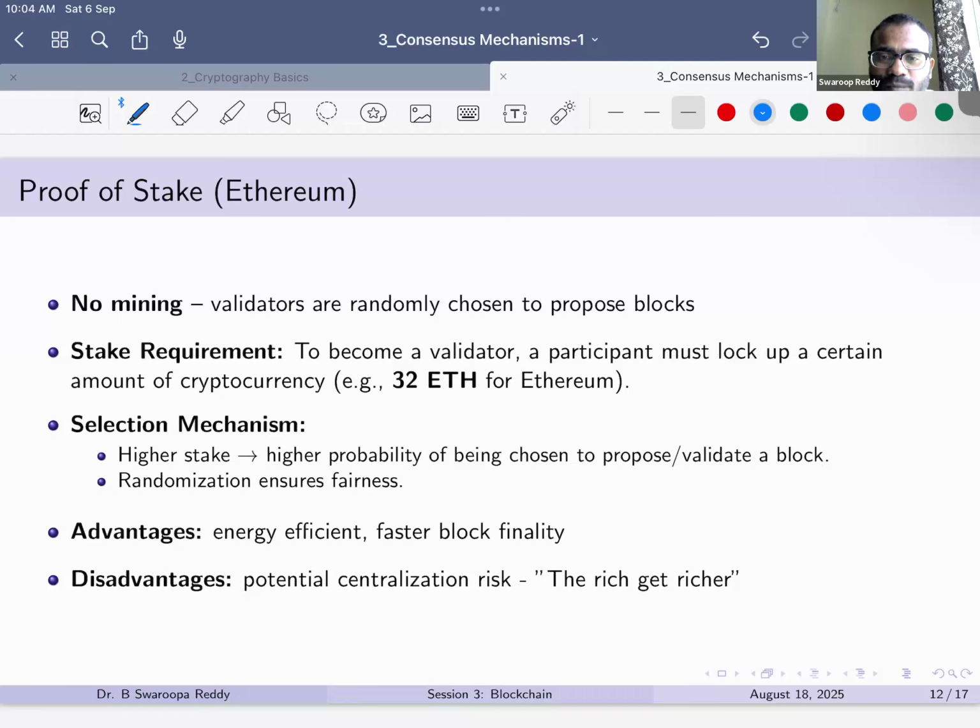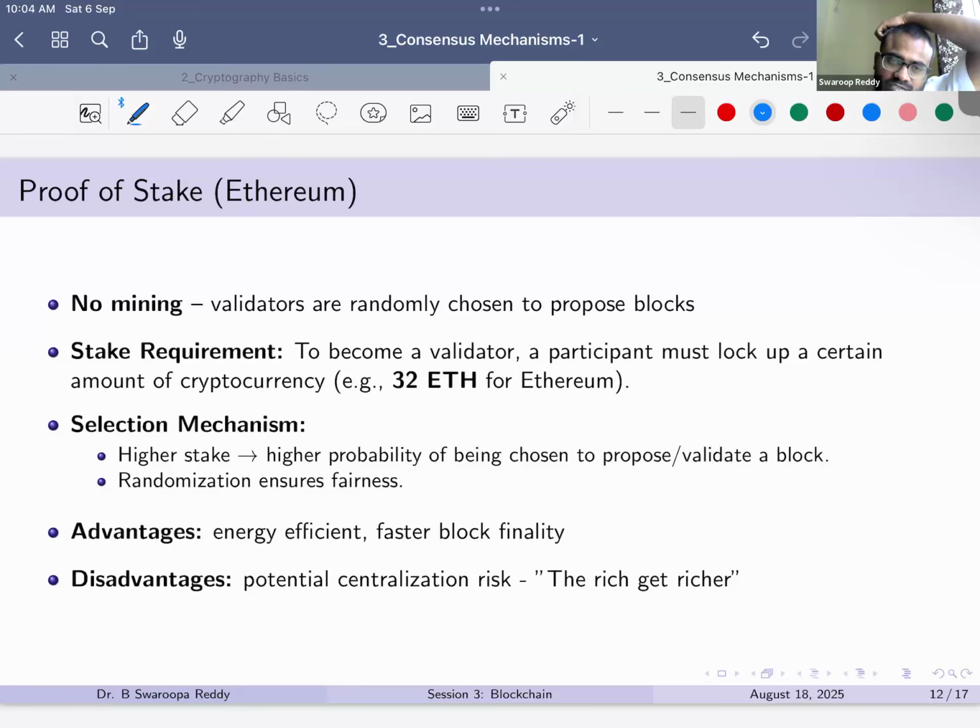So people are thinking about this kind of proof of stake mechanism to resolve these problems, and Ethereum has chosen it. In the beginning, Ethereum also followed the proof of work mechanism, but around 2022, I guess, in November, it moved from proof of work to proof of stake.